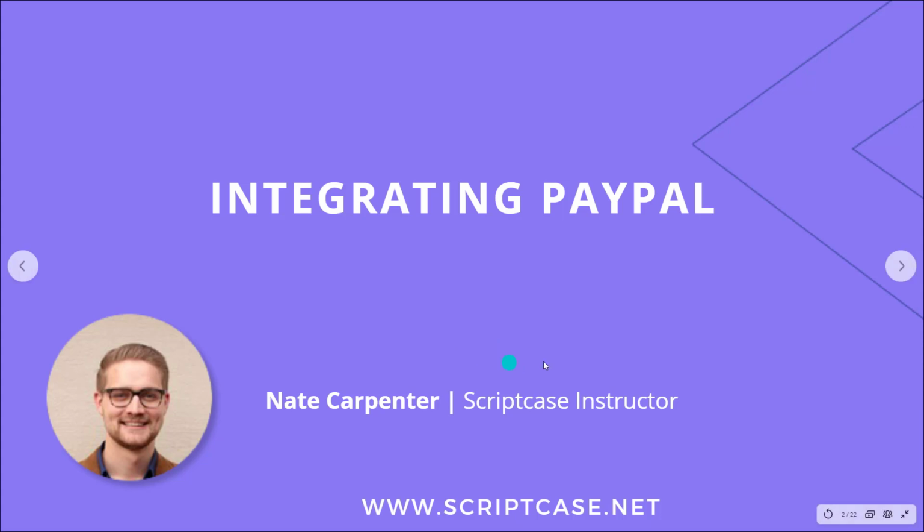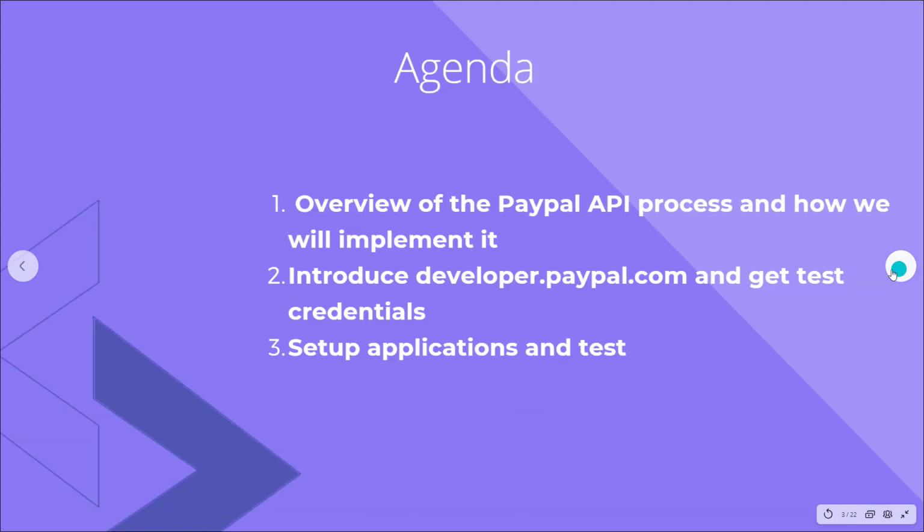Let's go ahead and look at our agenda for what we're going to get through. First we're going to look at the overview of the PayPal API process and how we're going to implement that ourselves in Scriptcase. I've got some graphs and charts to show you how we're going to do that. Then we're going to introduce developer.paypal.com so we can get test credentials and show you where you can get documentation on this as well. Then we're going to set up the applications and test it out.